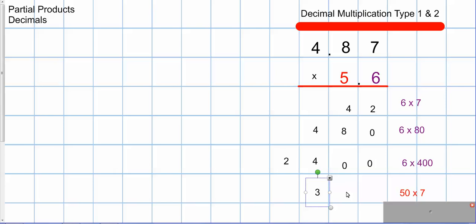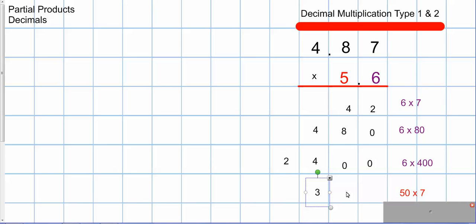All right, I experienced some technical difficulties along the way, so let's pick up at 50 times 7, because the 5 represents 50. The 7 represents a 7, so that's 350. Okay, so then I'm going to multiply 50 times, oops, it's not 50 times 50, it's 50 times 80. And 5 times 8 is 40, plus I add 2 more zeros on there, which gives me 4,000.